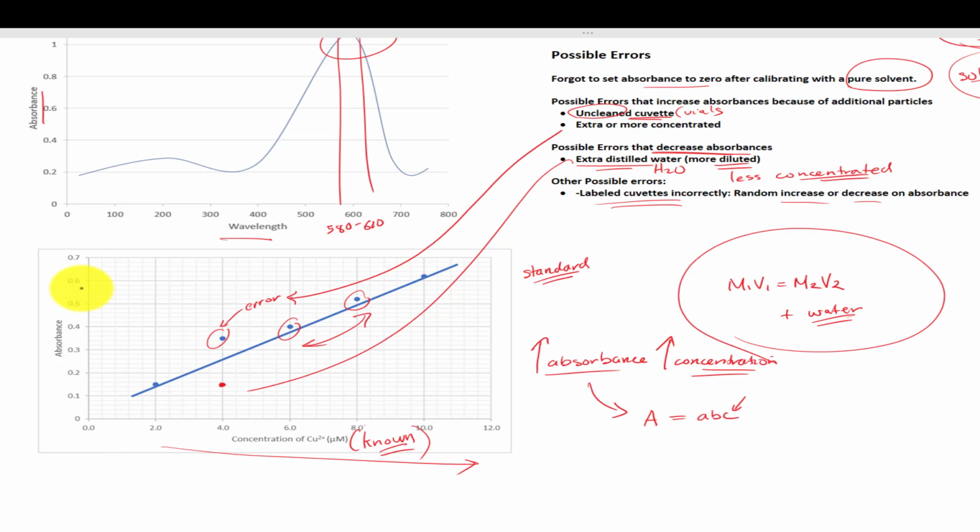So those are the common errors when we're using a spectrometer. And one of the things we have to remember all the time is knowing how to make a solution. And the process is going to be the same for any situation.